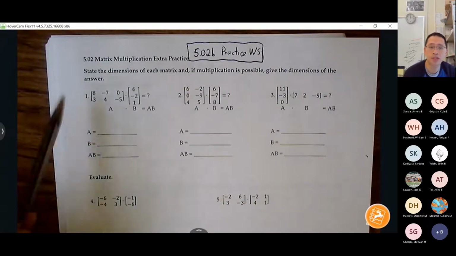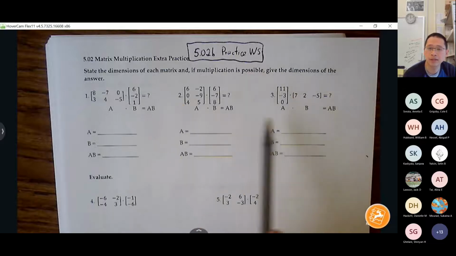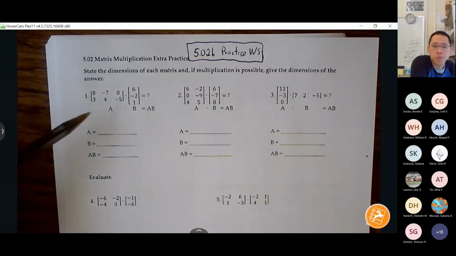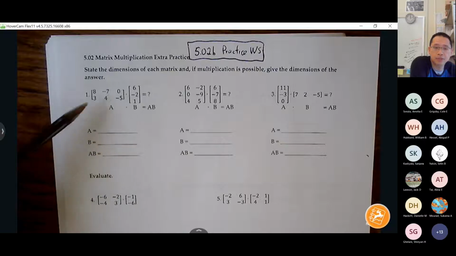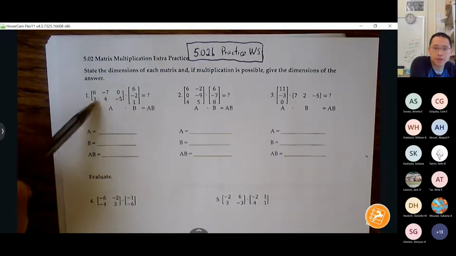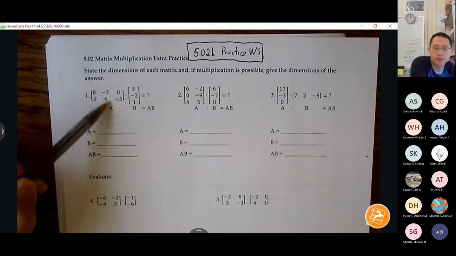Okay, numbers 1, 2, and 3, we're just determining the dimensions. We're not actually multiplying, just showing that we understand if and how matrices multiply together, and what the new dimensions will be. So number 1, let's find the dimension for matrix A. Rows followed by columns. A row goes from left to right, a column goes vertically. So we have 2 rows and 3 columns, a 2 by 3 matrix.